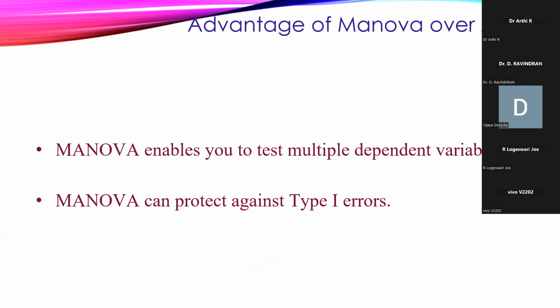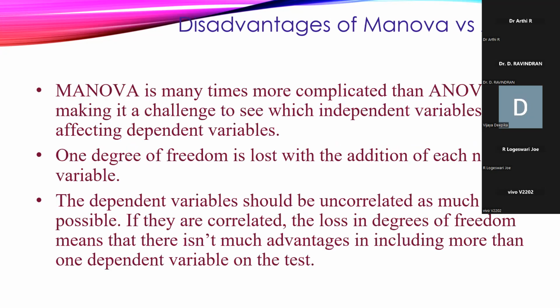So the advantage is that you can do individual ANOVAs together. The next one is you can protect against type 1 error. What is type 1 error? Rejecting the null hypothesis when it is actually true. So that can be avoided when you do MANOVA.